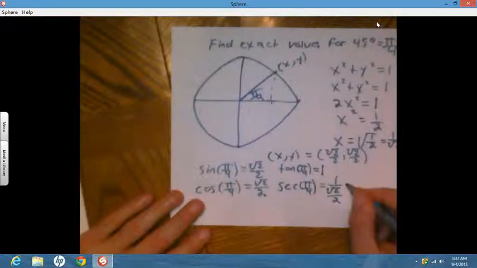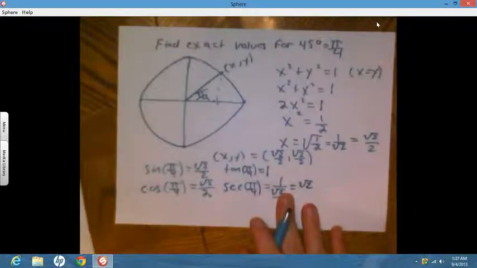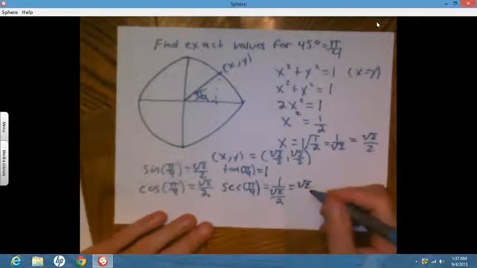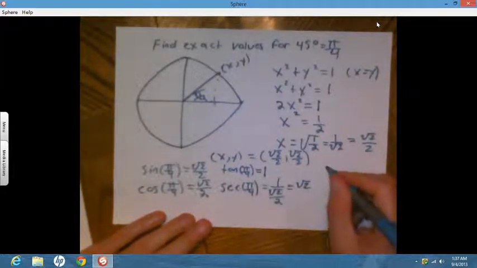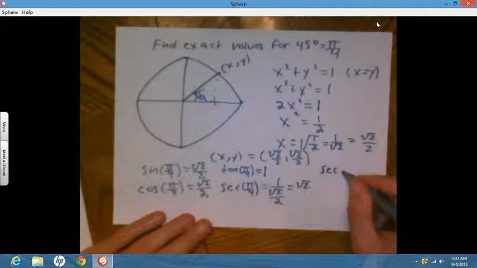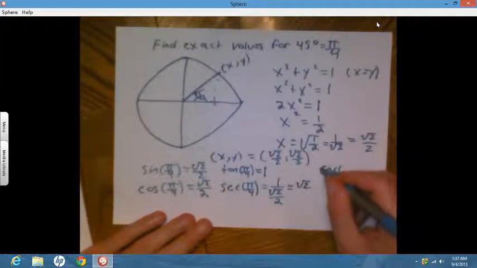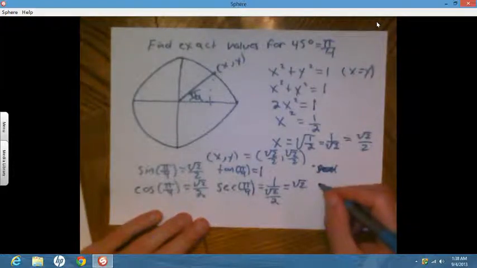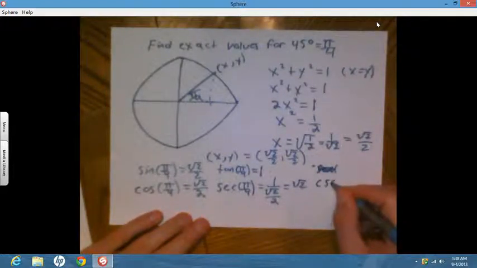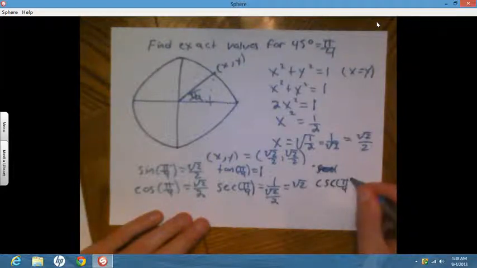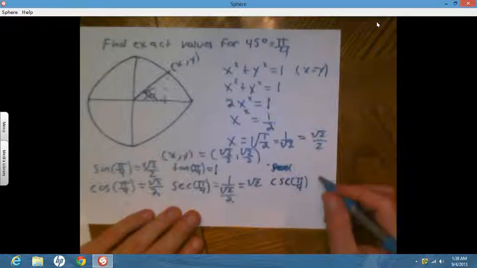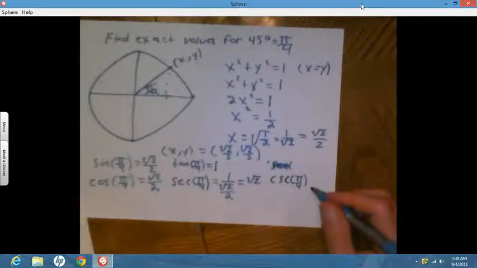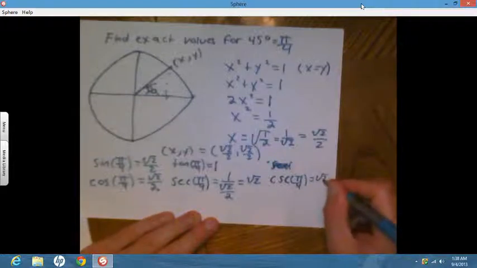just to be the square root of 2. And the secant of pi, or I'm sorry, the cosecant, sorry about that. So the cosecant of pi over 4, well, that's equal to 1 over y, so it's also going to be equal to the square root of 2, for the same reason that the secant is equal to the square root of 2.